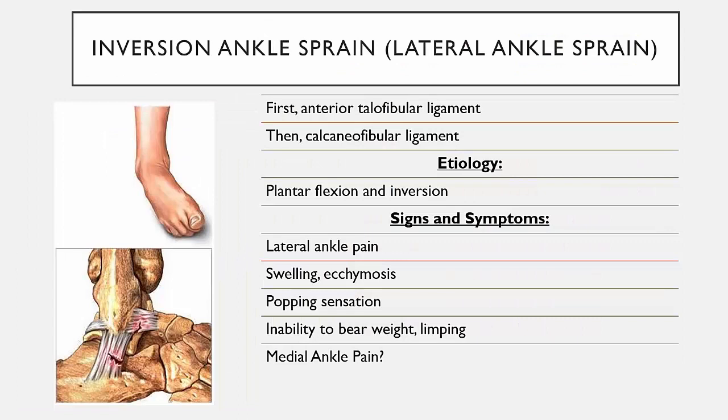Inversion ankle sprain, also known as a lateral ankle sprain. An ankle sprain refers to tearing of the ligaments of the ankle and accounts for approximately 40% of all athletic injuries. 85% of ankle sprains occur on the outside or the lateral side of the ankle and are known as an inversion ankle sprain. This is the type of injury that most runners experience when they sprain their ankle.